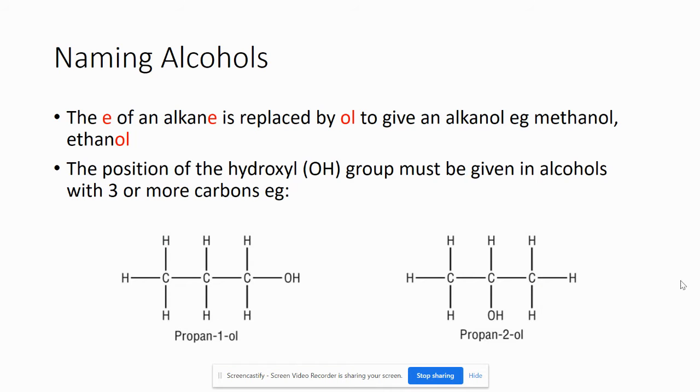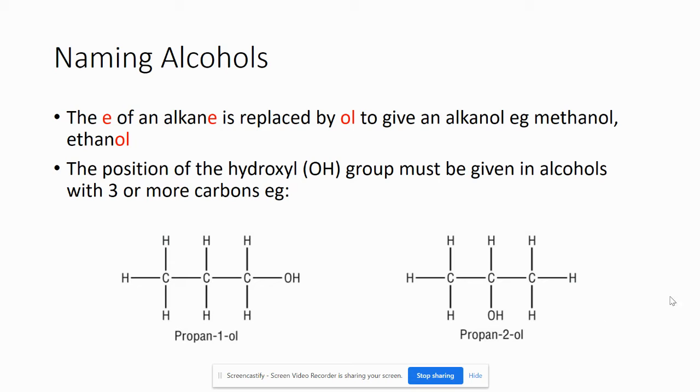So firstly, the naming. You take the E off an alkane and it's replaced with an ol, to give an alcohol. The first one is methanol, and then ethanol. The position of the hydroxyl group, the OH group, must be given in alcohols with 3 or more carbons.